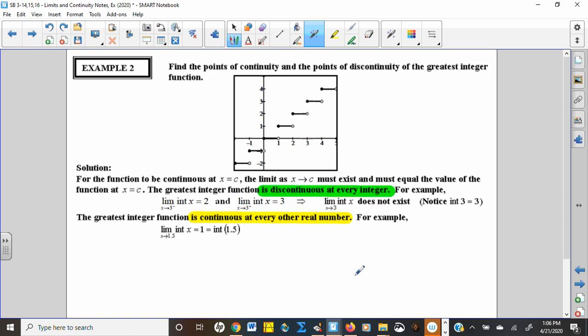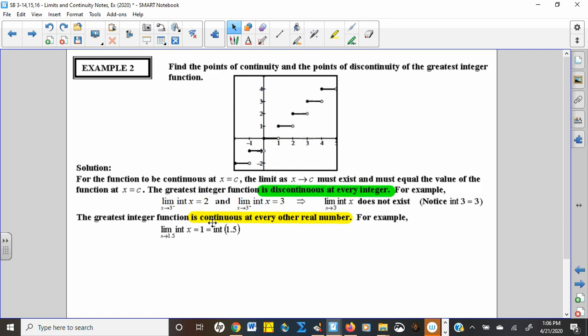This is the second example. I will not spend as much time on this, but find the points of continuity and the points of discontinuity for the greatest integer function. Well, when we defined it back in the day, we know that at every single integer, it jumps to the next integer. So at every single integer, right, there is a jump discontinuity.